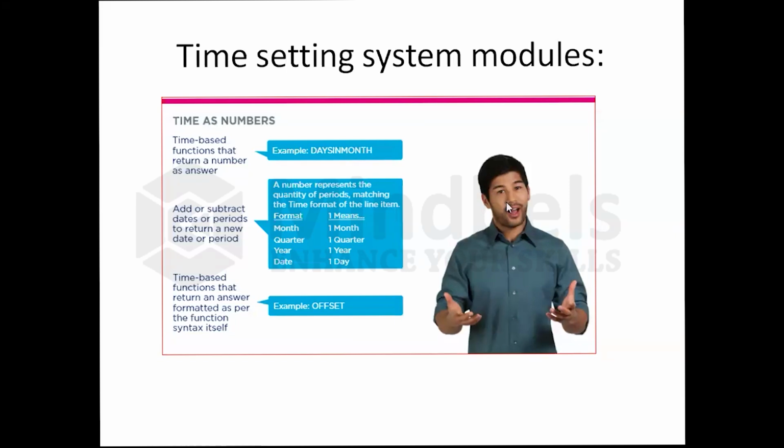Now, add or subtract dates or periods to return a new date or period. Suppose you are in January and you want to go to the next 2 months, you can add 2 months as a number and it will return March, right? Similarly, quarter. If you are in quarter one and want to go to quarter three, you can just add +2 and reach quarter three. Similarly, for date, year, everything you can use as a number.